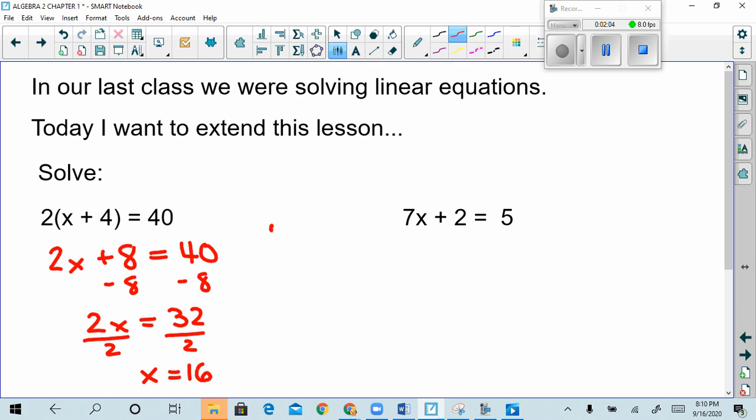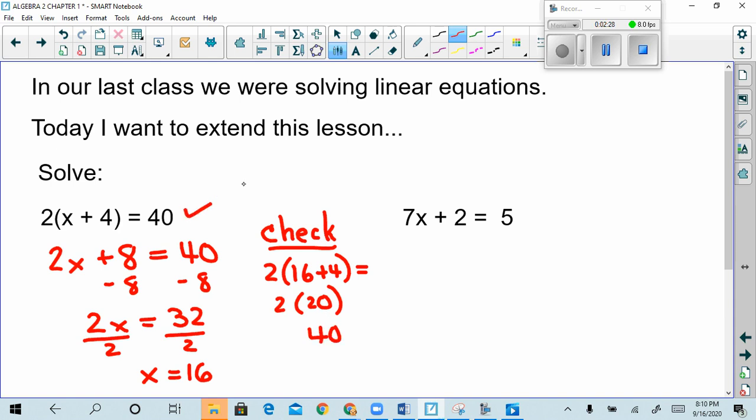Now I mentioned doing a check, and sometimes it'll be required. So I'm going to replace x with 16, and that's going to give me 16 plus 4. And I want to know what this equals. Well, 16 plus 4 is 20, and 2 times 20 is 40. So we see that it checks.